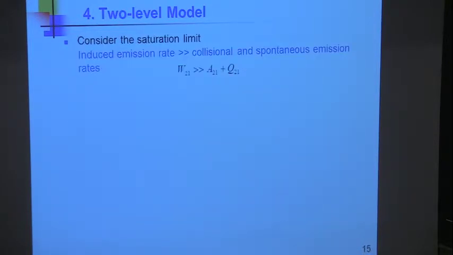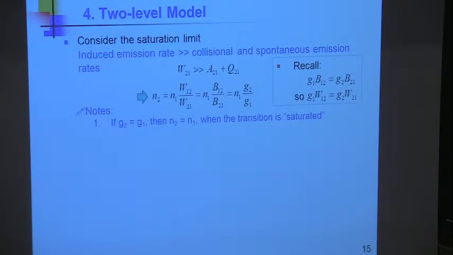Now there's another limit. What if you really crank up the laser power to the point that W21 is actually bigger than A plus Q, rather than much smaller? That's called the saturation limit. Now you can show in that steady state approximation that N2 equals N1 times the ratio of these W's. Or in other words, N2 is N1 times G2 over G1.